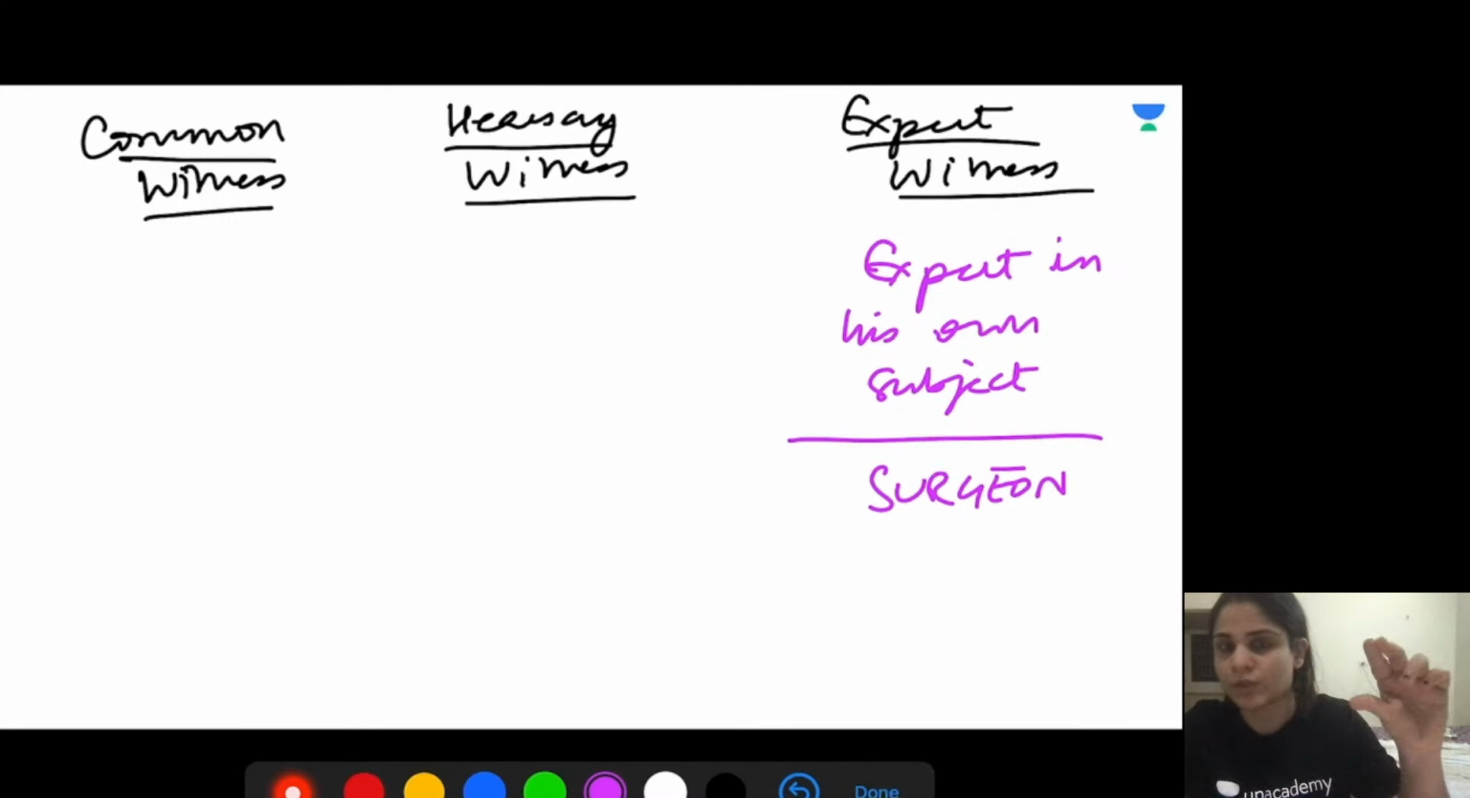He will be able to tell what the poison is, what the sample that has been collected is. If you have a surgeon, at times when surgery has gone wrong, was this step done right or not, could anything else have saved the patient's life? So that is an expert witness.